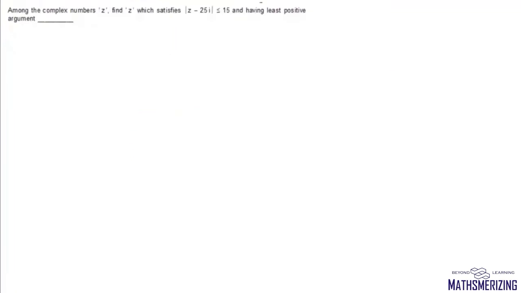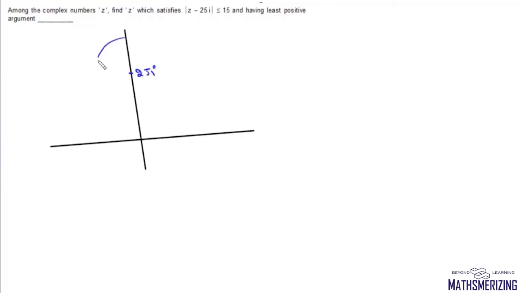Now here the question is, among the complex numbers z, find z which satisfies mod of z minus 25 iota is less than or equal to 15 and has the least positive argument. So we'll draw the axis. And then we have points on or inside this circle with center at 25 iota and radius equals 15 units. So this is 25 and this is 15.